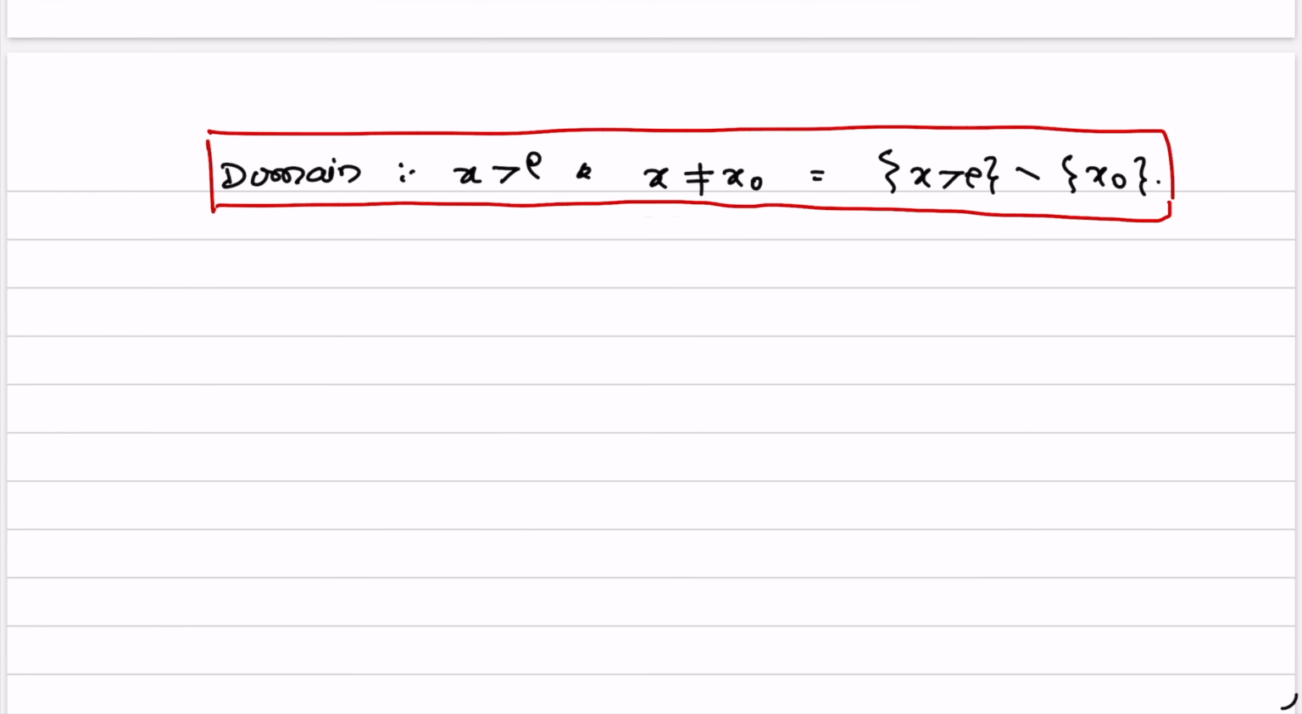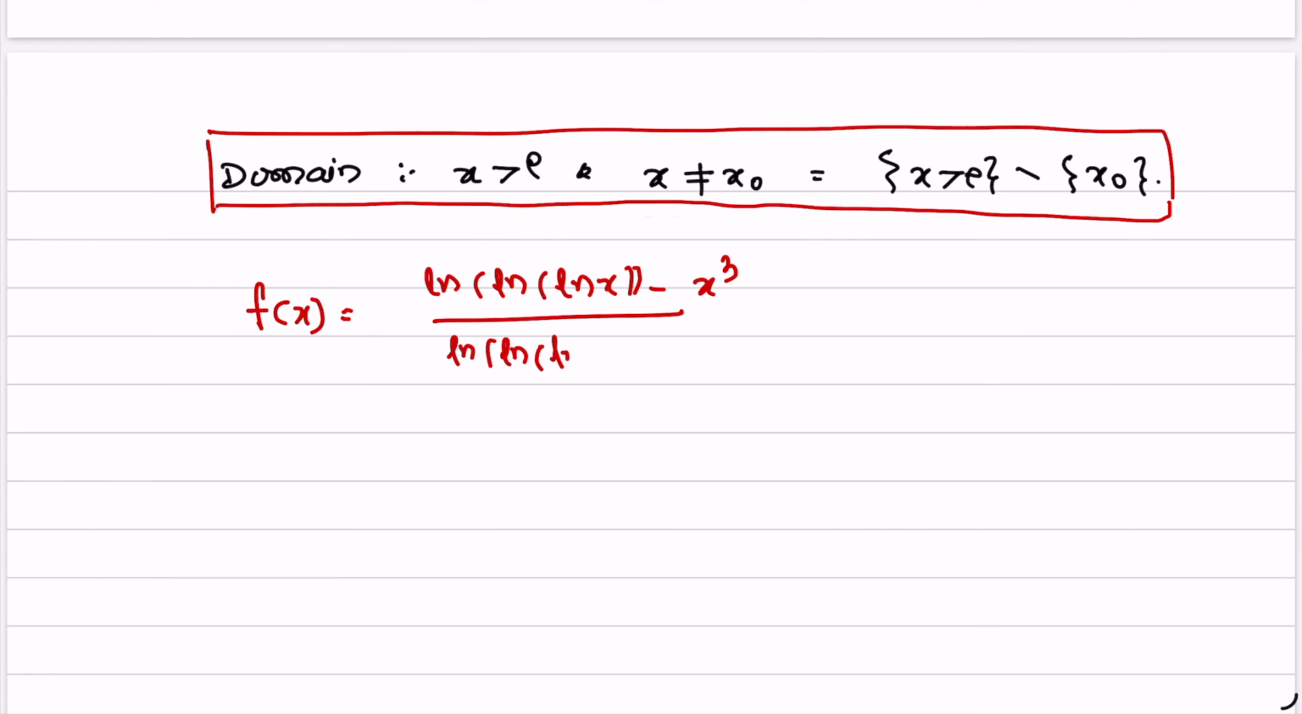Range is here. For the above given values of domain, what will be the range of the function f(x) is equal to ln of ln x minus x cube divided by ln of ln x plus x cube? We have to find out the range here.